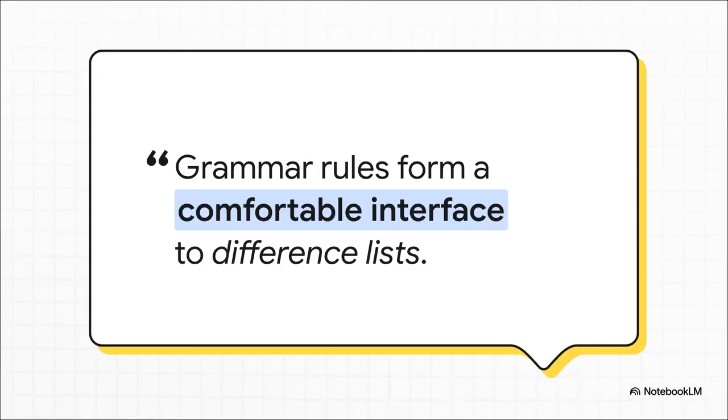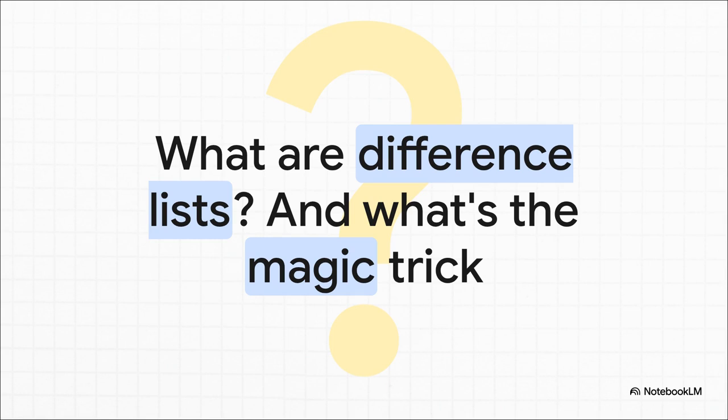And here it is. This quote from the SWI Prolog documentation basically gives the secret away. DCGs are a comfortable interface for something called difference lists. Think of it like this. The simple grammar rule is the slick, user-friendly dashboard, and difference lists are the high-performance engine running in the background. So that just leads to the next question, right? What in the world are difference lists? And what's this magic trick that turns our simple little arrow rule into something so capable?